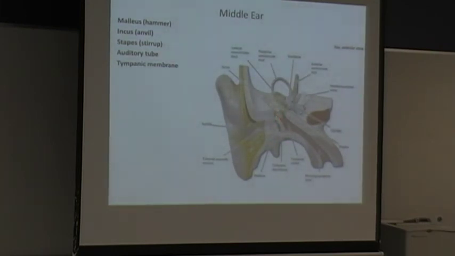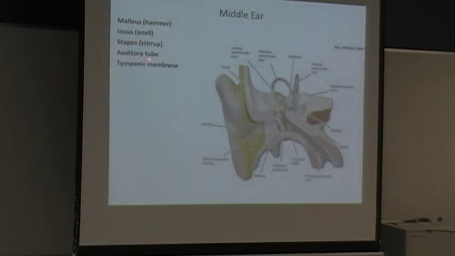You'll have to look at them on the model or on your computer, since it's hard to point them out here. So malleus, incus, and stapes. Stapes connects to what's called the oval window, which is basically right on that vestibular cochlear complex. That's what stapes attaches to.